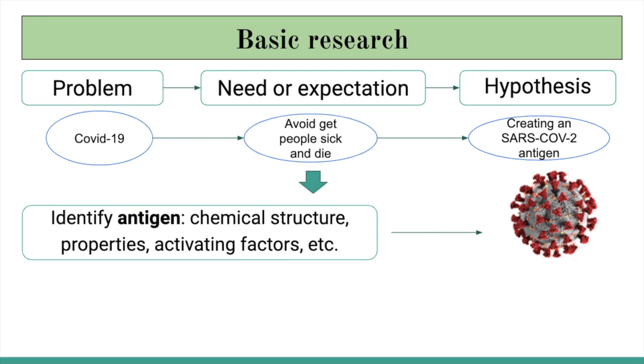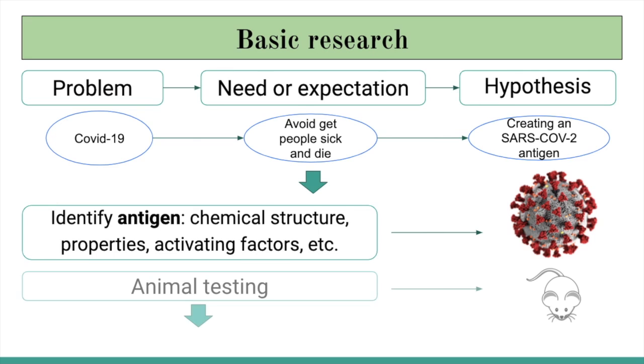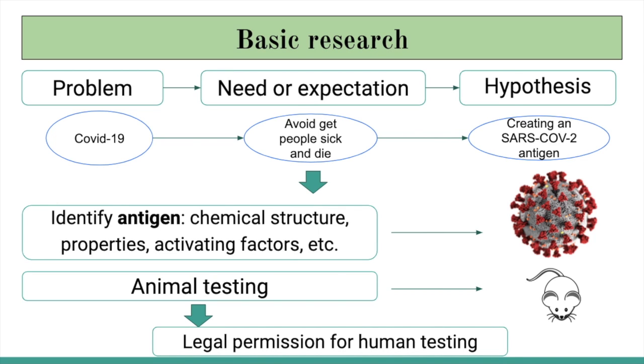Then research must identify the antigen, and it is one of the most important and difficult steps during investigation. They must identify the structure of the virus and its composition, and the chemical and physical factors that activate or inactivate the virus. The next step is to perform animal tests for evaluating toxicity, DNA damage like cancer, and tolerance, and, most important, to check whether it will generate an immune response.